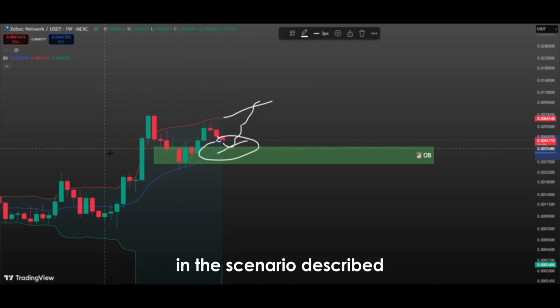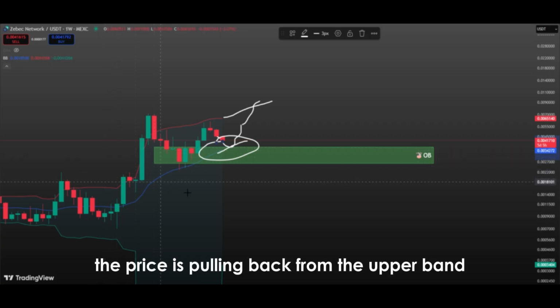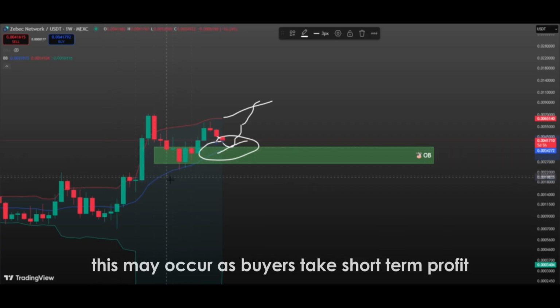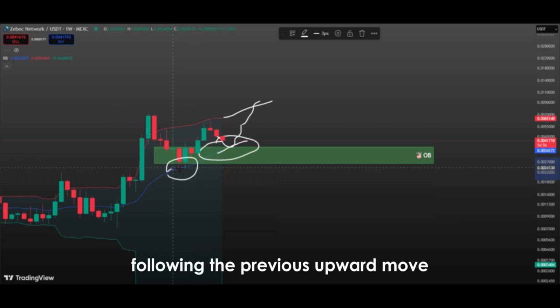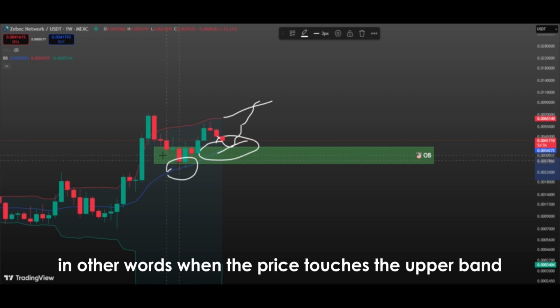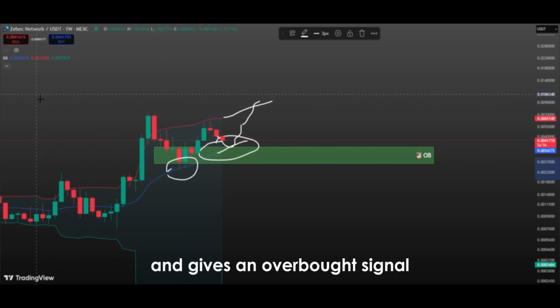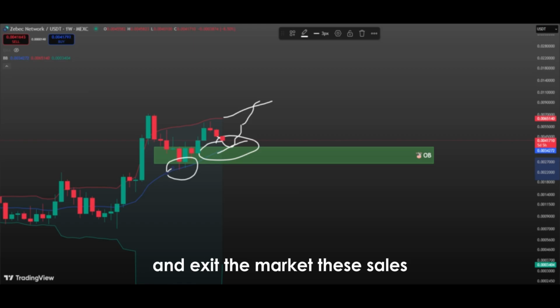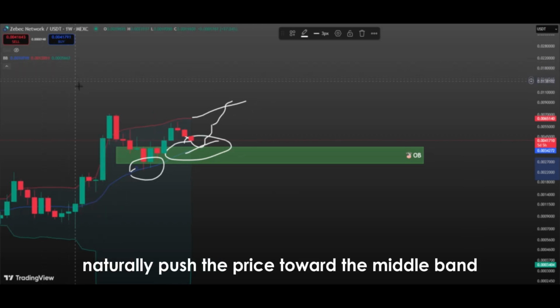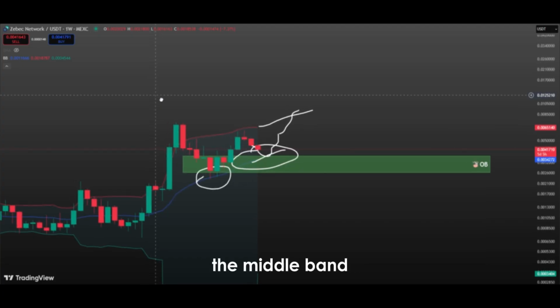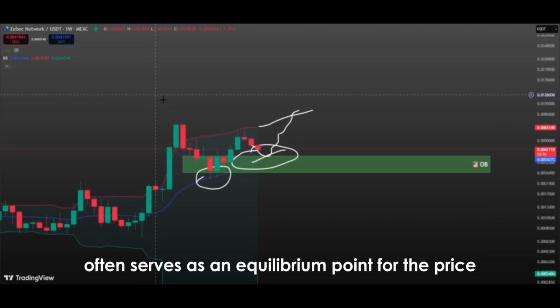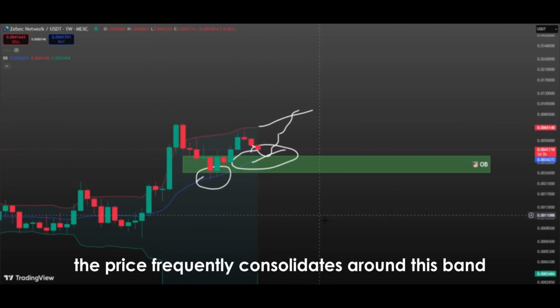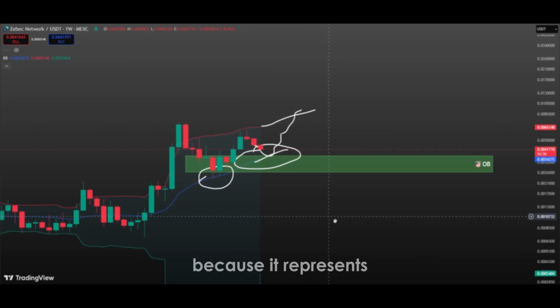In the scenario described, the price is pulling back from the upper band toward the middle band. This may occur as buyers take short-term profit following the previous upward move. In other words, when the price touches the upper band and gives an overbought signal, some investors may close their positions and exit the market. These sales naturally push the price toward the middle band. However, by nature, the middle band often serves as an equilibrium point for the price. The price frequently consolidates around this band because it represents the fair value region of the market.